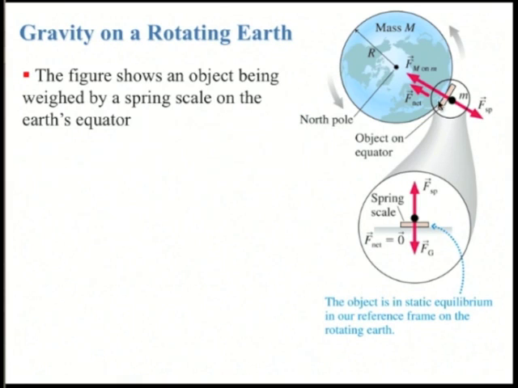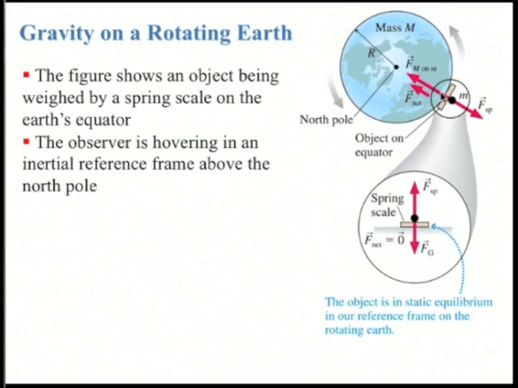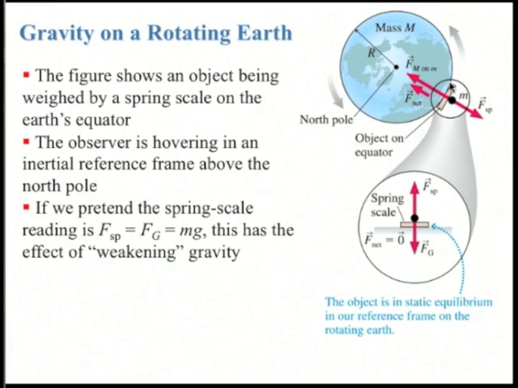Let's think about gravity on a rotating Earth. So here is a picture of the Earth and sort of an enlarged, not to scale diagram of a spring scale weighing an object of mass m on the Earth's equator. Here you're observing from some position above the Earth's north pole. You can see this spring scale on the equator, and the force of gravity of the Earth on the little mass m points directly towards the center of the Earth.